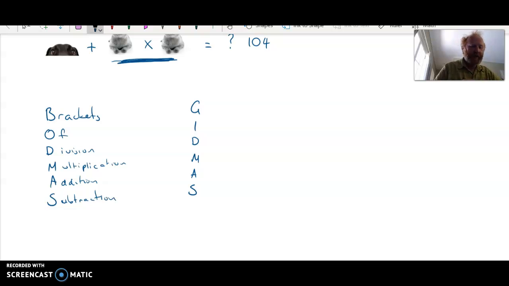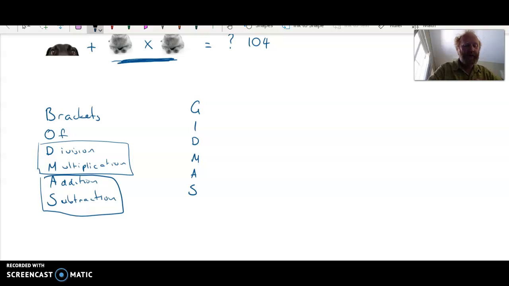Now, a word along the way here. Addition and subtraction are really kind of two versions of the same thing, and the same goes for division and multiplication. So the order within those two, not that important sometimes, but if we just stick with the order, we'll be okay.